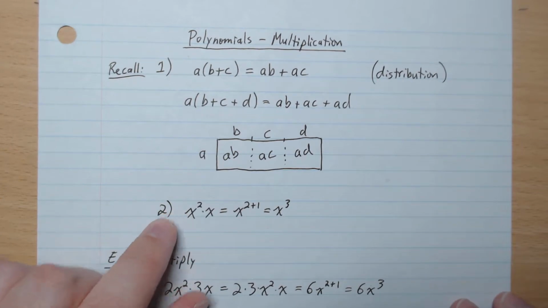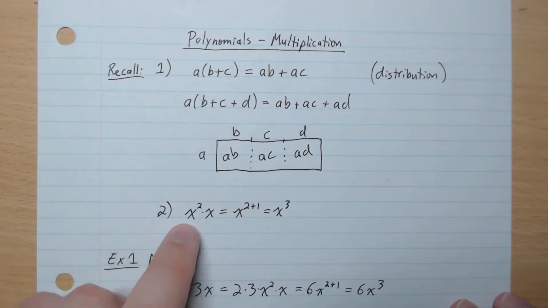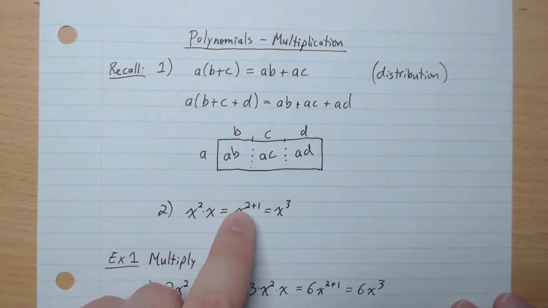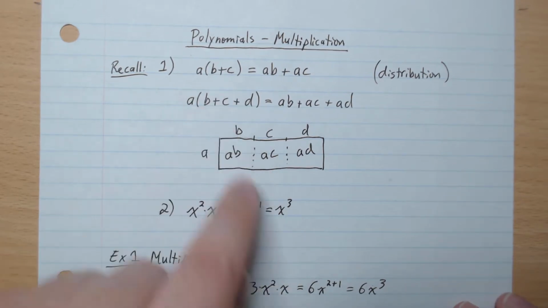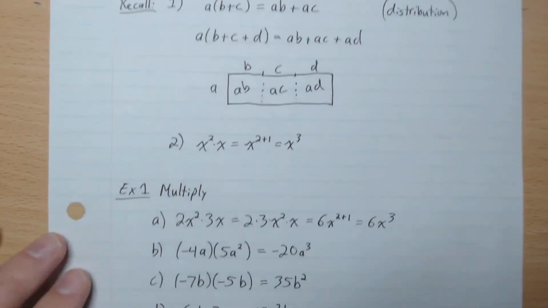And the second thing I want to recall is from our exponents video. x squared times x is x to the 2 plus 1, which gives x cubed, like that. And so we're going to use these things in today's lesson.